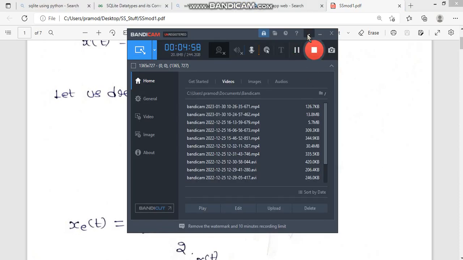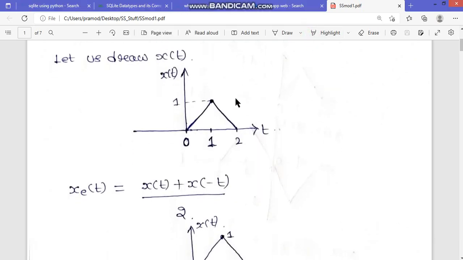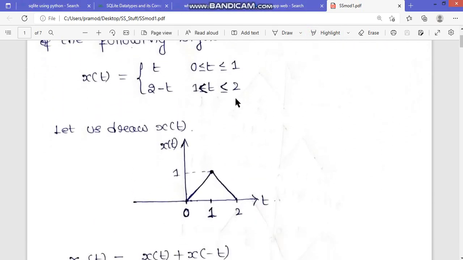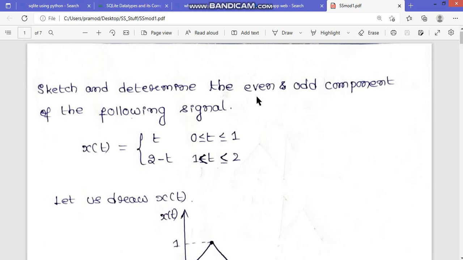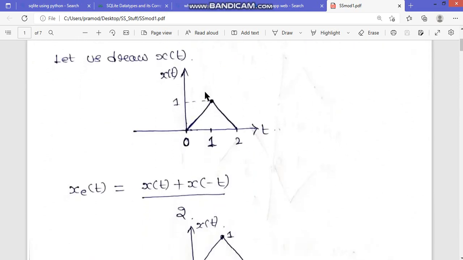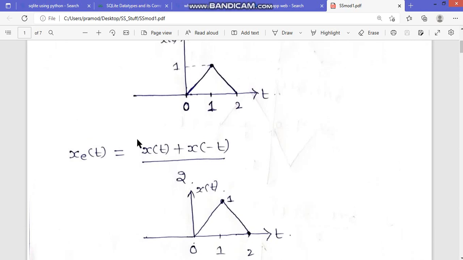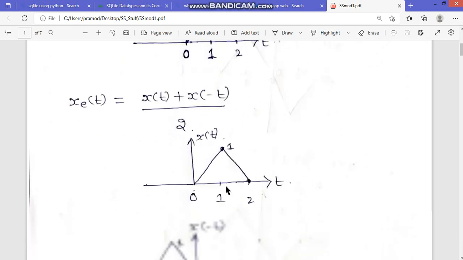Okay, now what is the question? We have to find the even and odd components of the given signal. This signal is there, and we have to find what is the even component of this and what is the odd component of this. So we know that we have derived this equation in the class: xe of t is equal to x of t plus x of minus t divided by 2, right?